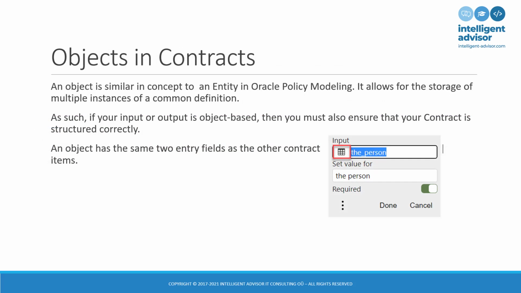We spoke briefly about objects, and we have a whole chapter dedicated to objects later on in this course. We said they were a concept similar to entities to allow for the storage of multiple instances. So, if you have input or output elements that are based on an object, then you need to make sure that your contract reflects this. So you can select and create a contract item of type object.